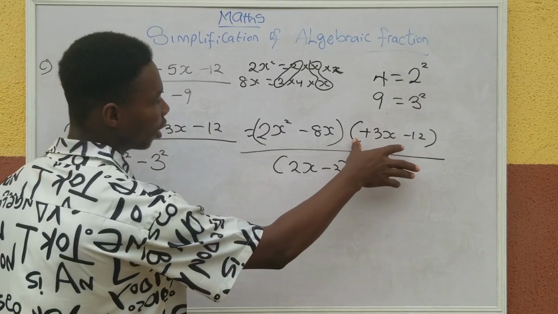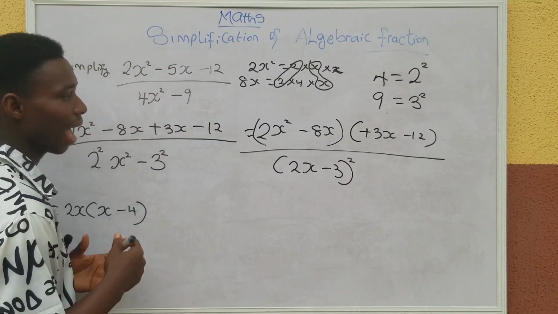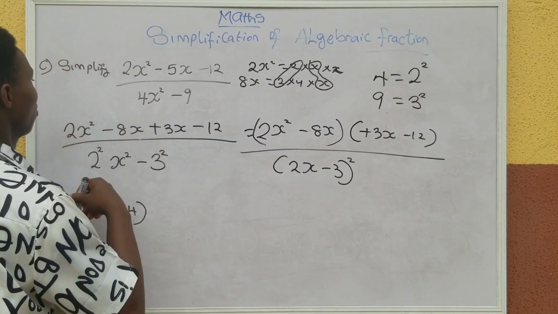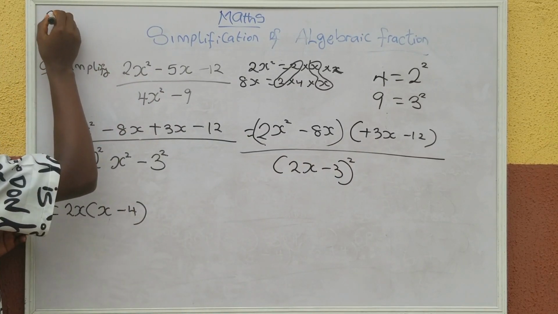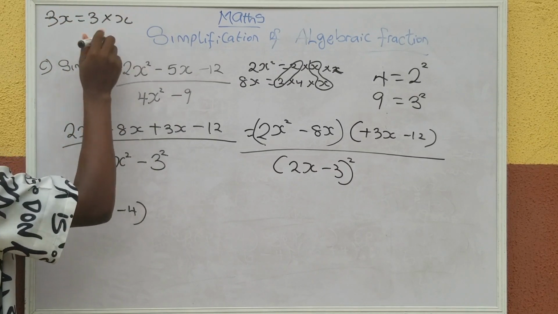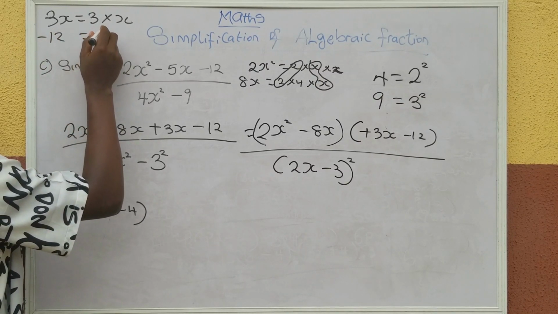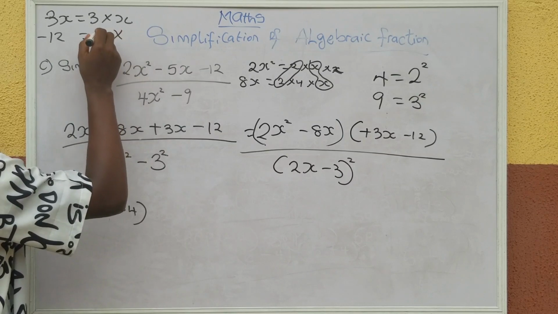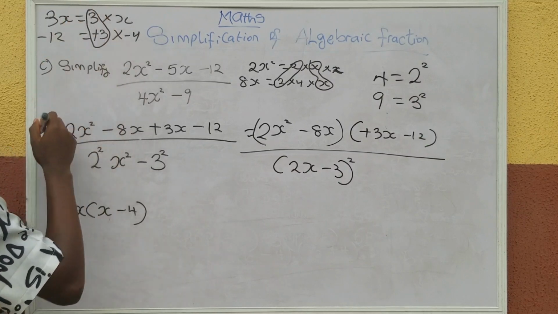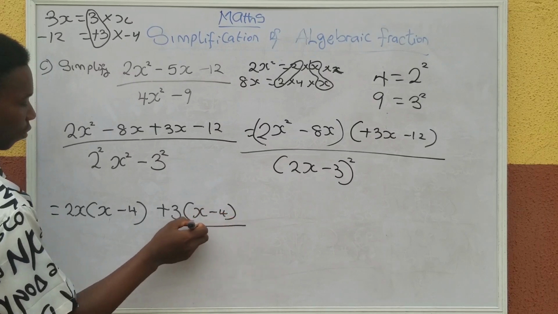Now, for this second bracket we have here, the common term between this and this is what we have as plus 3. How do we get that? Okay, we have this as 3x. It's still the same thing as 3 times x. While for 12, minus 12 is still the same thing as plus 3 times minus 4. So we have 3 here, we have 3 here, as a single circle as this. We have here as plus 3, open bracket, x minus 4 for the numerator.